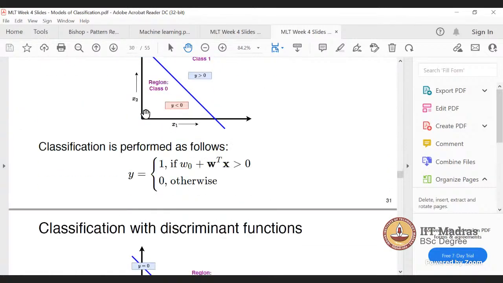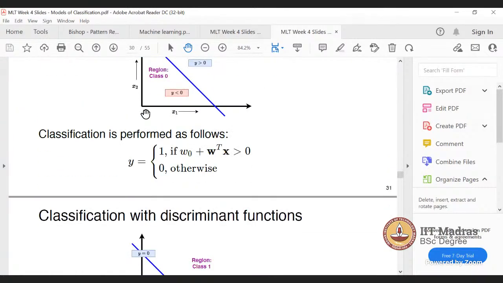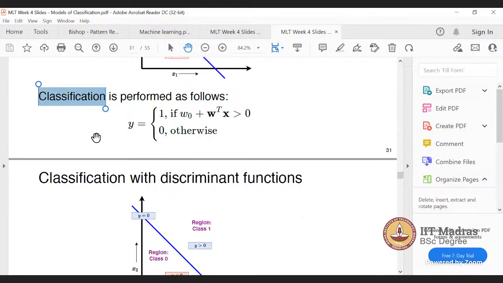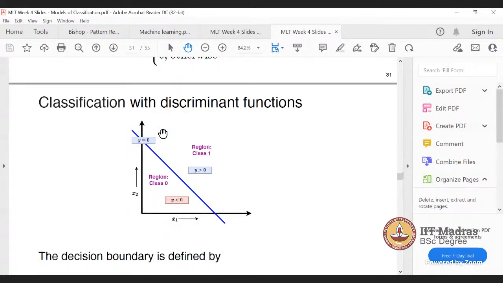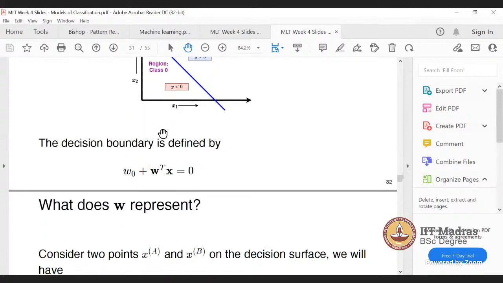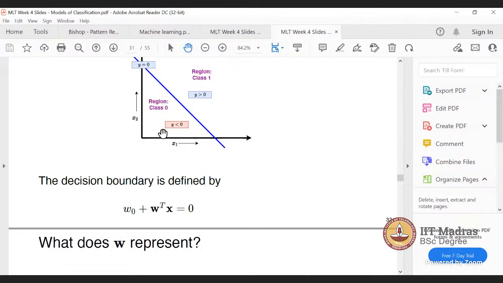So let's move to the model quickly. So this is what the model looks like, the discriminant model. If w naught plus w transpose x is greater than 0, then you will classify that example as class 1, and if it is less than 0, then you will classify that example as class 0. So this is the model for the discriminant function.